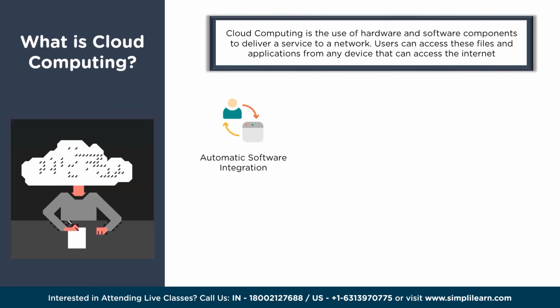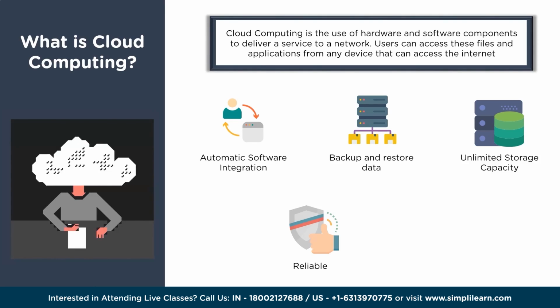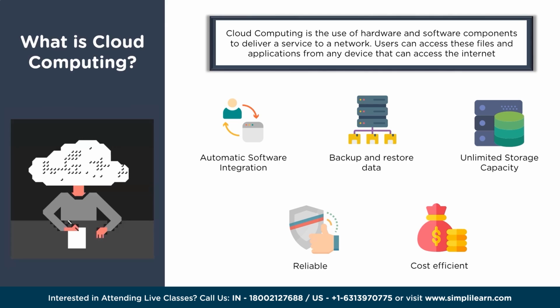Now that allows us automatic software integration, backup and restoring of data, unlimited storage capacity, reliable use of different services, and a cost-efficient solution. Now we know that cloud computing has different service models. You have platform as a service, infrastructure as a service, and software as a service. These are the prominent models offered by different cloud providers such as Google, Amazon, and Azure, and also some organizations build their own private clouds using open source OpenStack.